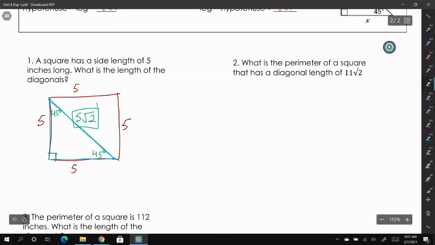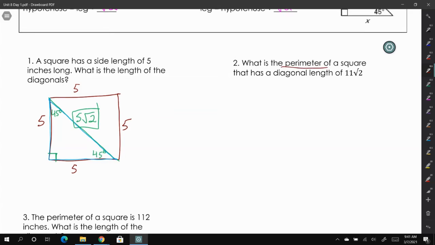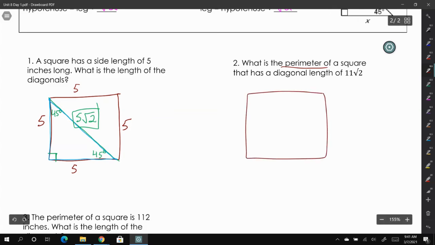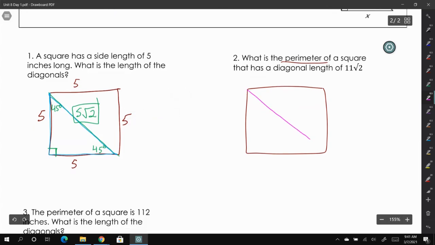Now, number 2 here, it says, what is the perimeter of a square that has a diagonal length of 11 times the square root of 2? So again, let's draw the square. We don't know what each side is, but we know if we drew a diagonal, that this diagonal would be 11 times the square root of 2. Well, again, we know that this diagonal creates a 45, 45, 90 triangle.